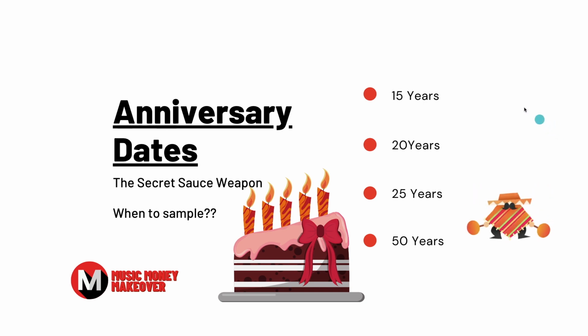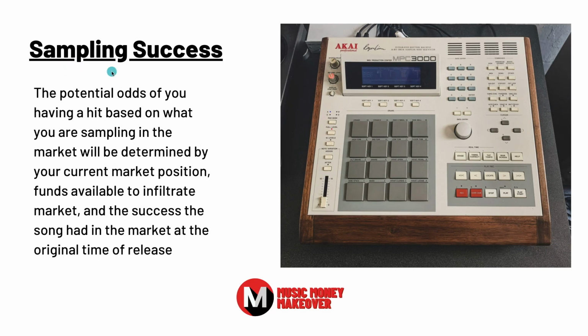So now that we know when to sample, I want to give you some examples of what it looks like. Check it out. Oh, wait a minute. One more slide. Sampling success. The potential odds of you having a hit based on what you are sampling in the market will be determined by your current market position. Okay, that means your popularity. Funds available to infiltrate the market, meaning, let's say you're a beginner artist or a middleweight or even an A-list, how much can you promote this new record? How much will it take to push other records out the way to make the public listen to this record? And the success the song had in the market at the original time of release, meaning the original record you're sampling.